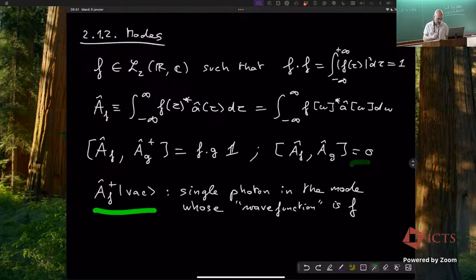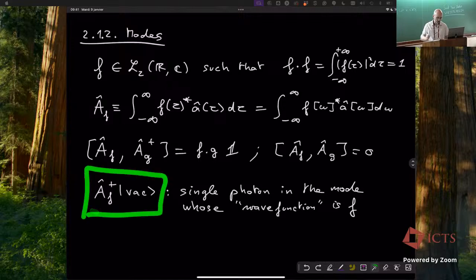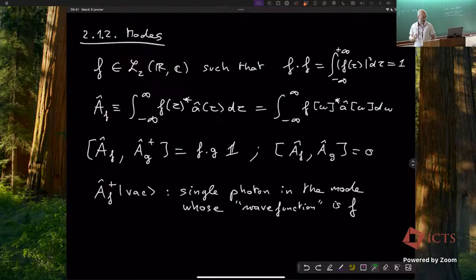Okay, and we define that. We can also experimentally, so this has been done, for instance, I think first in the group of Andreas Wallraff for superconducting circuits, engineer a single photon in any mode which is regular, let's say smooth enough. The expression of a single photon in that mode, the mode of the wave function f, is A_f dagger applied on the vacuum.